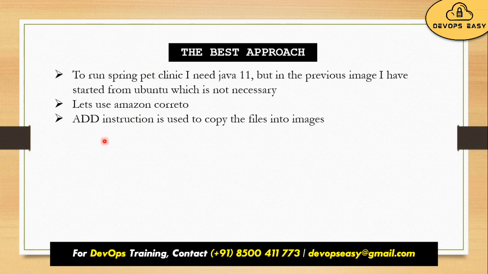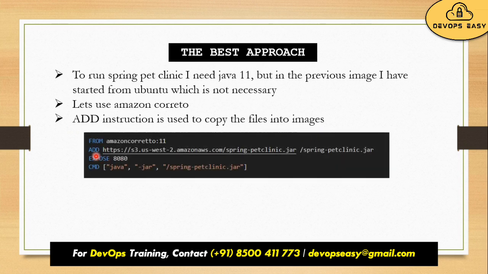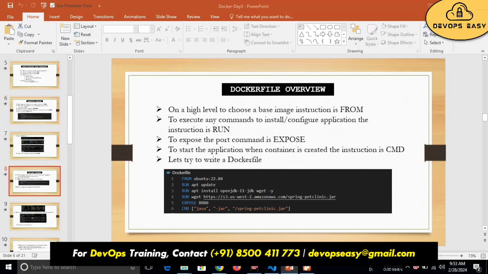Now I am explaining one more instruction. The ADD instruction is used to copy files into images. Using ADD, you can download from any URL. Like using wget in Linux, how you are able to download, using ADD in Docker you can download from URLs on the internet as well as from local. So I am taking Amazon Corretto. What is this Amazon Corretto? Let me show you that.